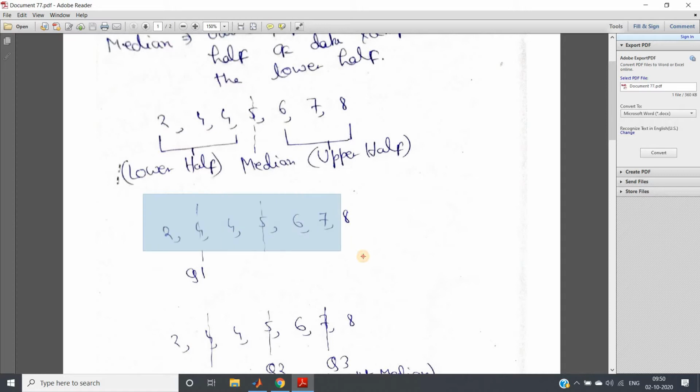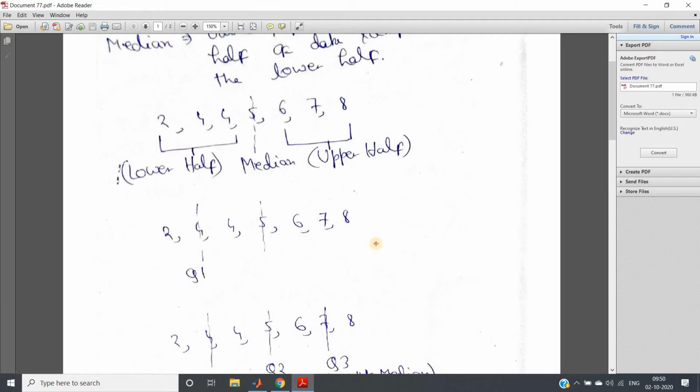In the overall data set, the median divides it with 50% on this side and 50% on the lower side. Then Q1 divides the lower data set, considered as a whole, into 50% and 50%. So if you consider the whole data set, on the left side of Q1 there is 25% of data, and on the right-hand side there is 75% of data. As simple as that, right?